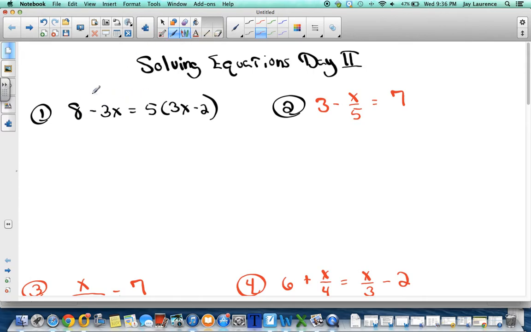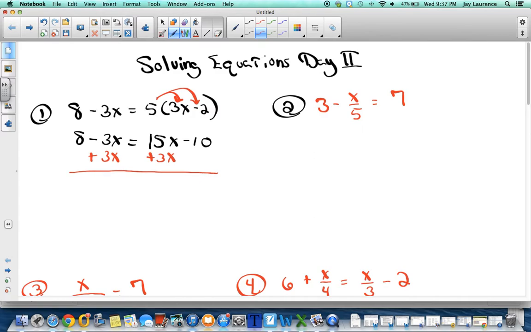In problem number 1, I don't see anything I can do to the left-hand side of the equation to begin with. Can't put those together, not like terms. But I can distribute this 5, right? So I'm going to do that. I'm going to get 8 minus 3x, and that'll equal 15x minus 10. And then I don't like x's on both sides. I'll get rid of the x with the smaller coefficient. So I'm going to add 3x to both sides, and I'm going to get 8 equals 18x minus 10. And now it looks like a two-step equation.